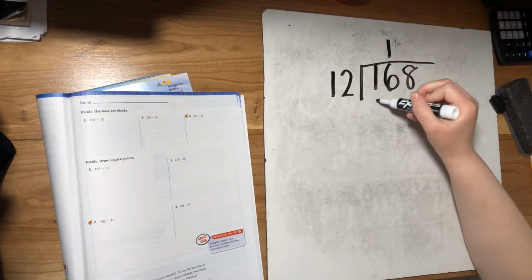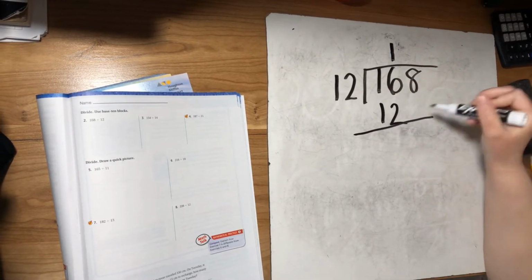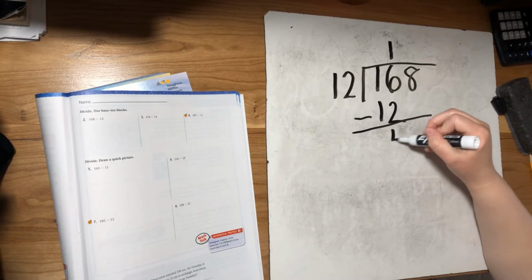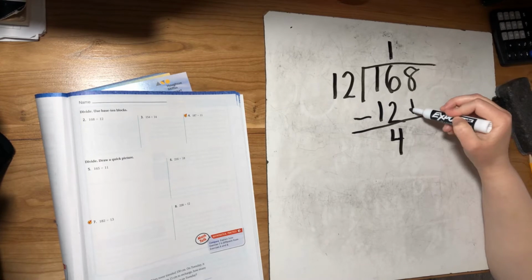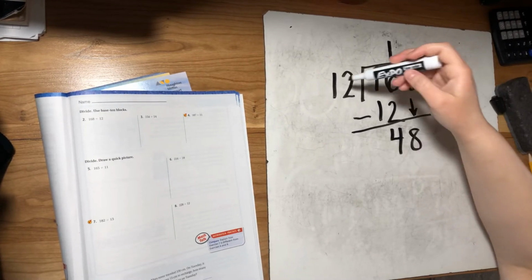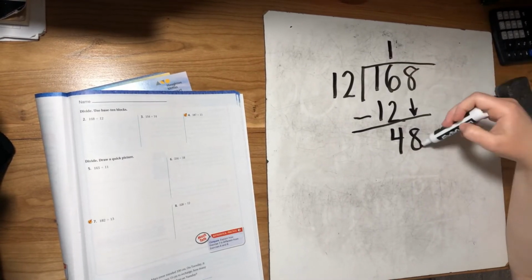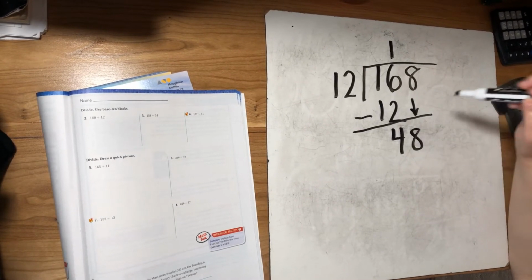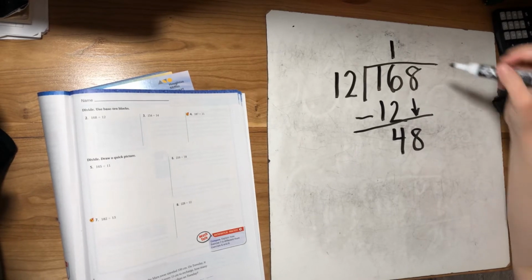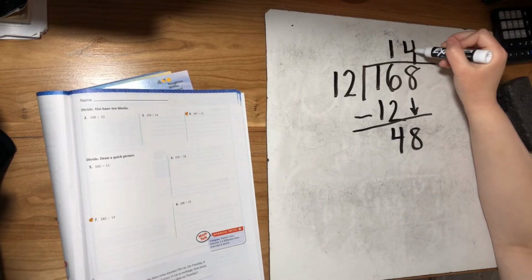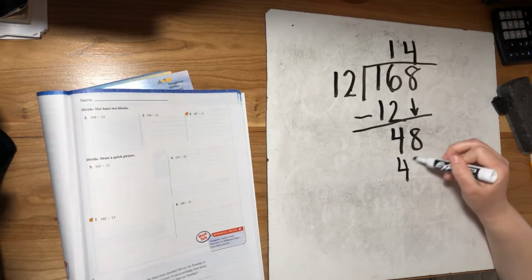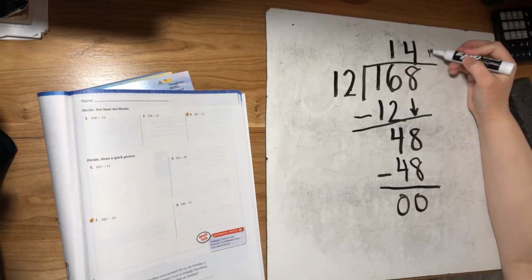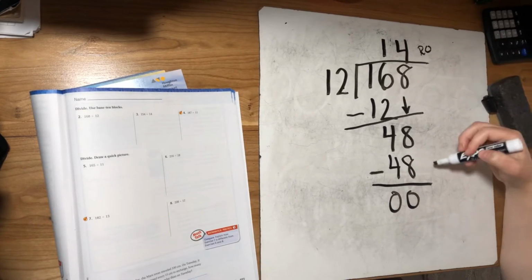1 times 12 is 12. That was a funky line. 16 minus 12 is 4. I'm going to bring down the 8 because we knew that 12 can't go into 4. 12 goes into 48 how many times? Use your multiplication chart, and we know that it goes in 4 times. So 4 times 12 is 48. Subtract it and we get 0. So we know that it's a remainder of 0 because there's no more to bring down.